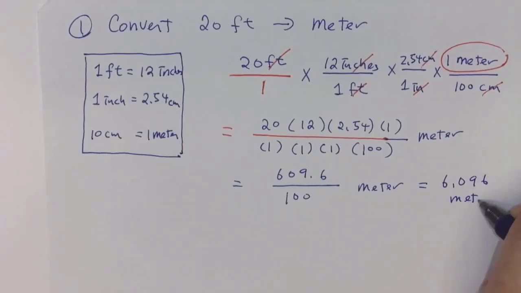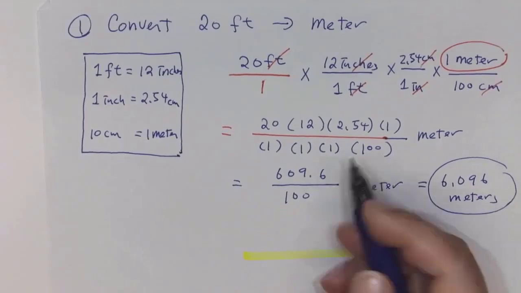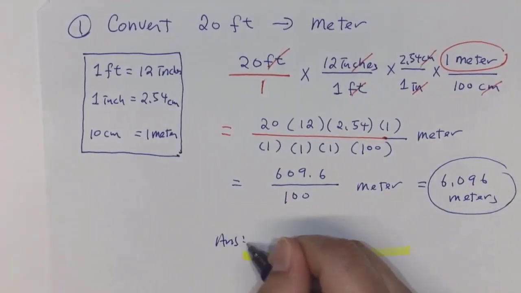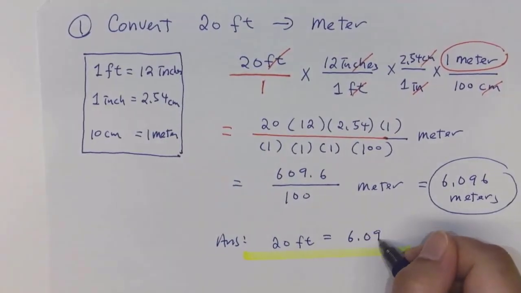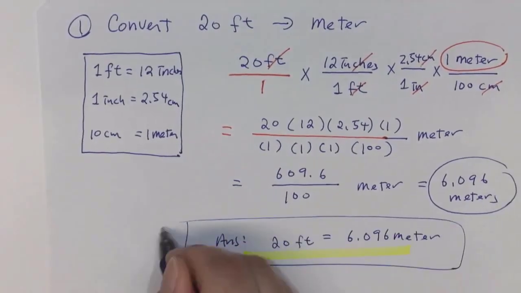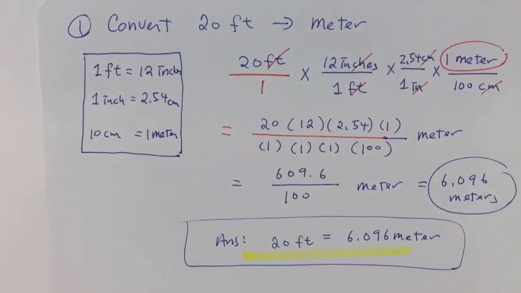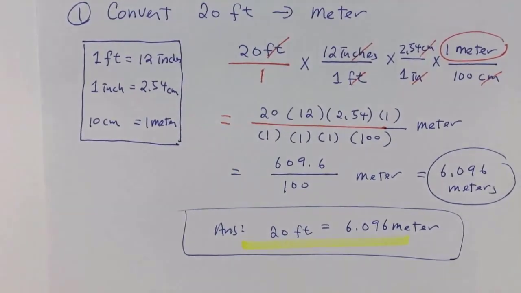Meter, right? Okay. So the answer will say that 20 feet will be the same as 6.096 meter. Do you kind of see how that works? Okay, write down the conversion, multiply, make sure you cancel out, just leave you with meters.